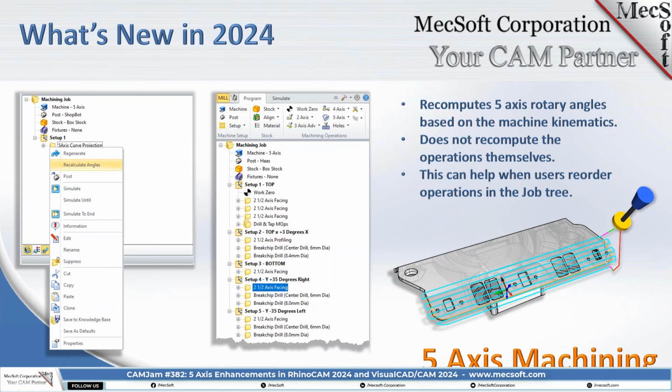Yeah, and previously I guess you had to regenerate all of your operations if you moved them around, right? You had to regenerate them in order to recalculate. Resimulate them, because the simulation is what computed the angles, the kinematics of the machine. Oh, okay. So now you don't have to do all that. If you want to move them around, you can recalculate it just by selecting this option here. Okay.